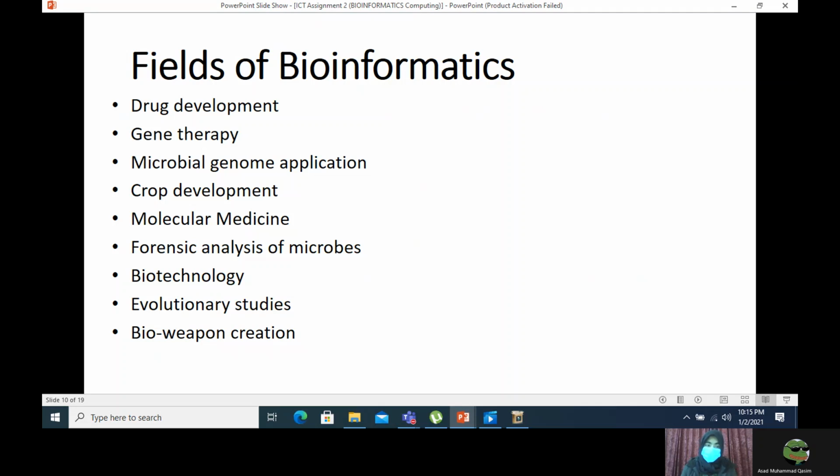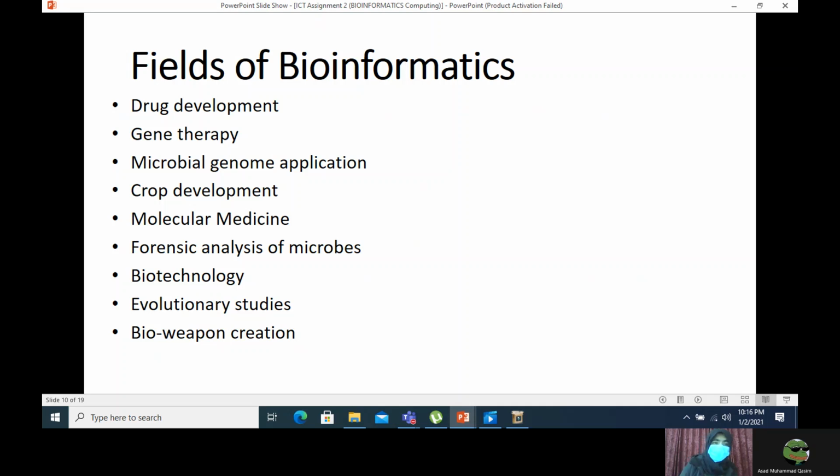Drug development, we can develop drugs. Gene therapy, we can use genetic information for the synthesis of some functional gene that ends up as a protein. Microbial genome application. Crop development, we can develop crops of high yield with low maintenance. Molecular medicine, forensic analysis of microbes. Biotechnology and evolutionary studies. In evolutionary studies, we study the genes before the evolution and after the evolution, and we compare them to know what actually caused the evolution. And last but not least, bioinformatics.